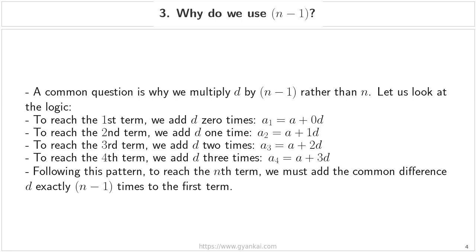Therefore, following this pattern, to reach the nth term, we must add the common difference, d, exactly n minus 1 times to the first term. This is exactly why that minus 1 is so crucial in our general formula.